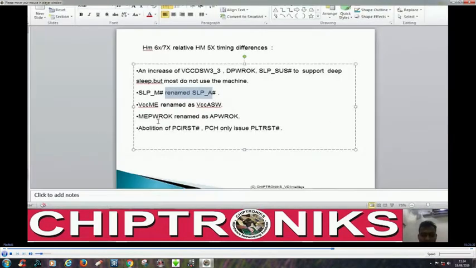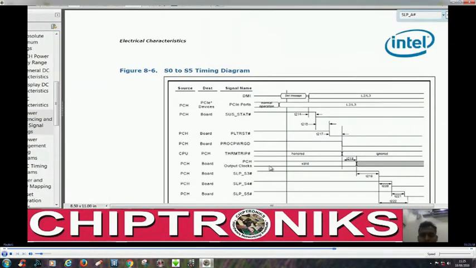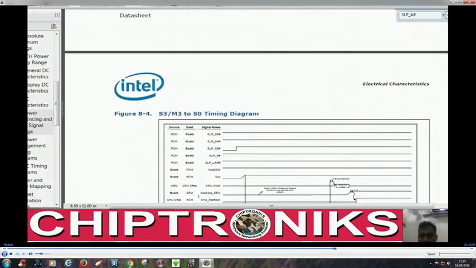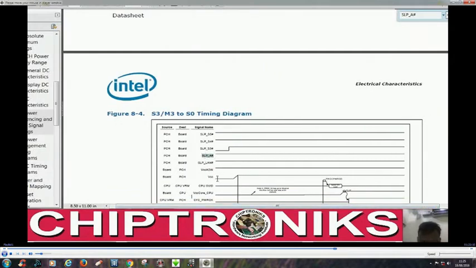You can see here we have written that VCC-AMI is renamed as VCC-ASW. That is, the voltage for the AMI has been renamed as VCC-ASW, and SLP underscore M has been renamed as SLP underscore A. Let's go back to page number 353, and 351, I think. So you can see this SLP underscore A is for generating this voltage VCC-ASW.